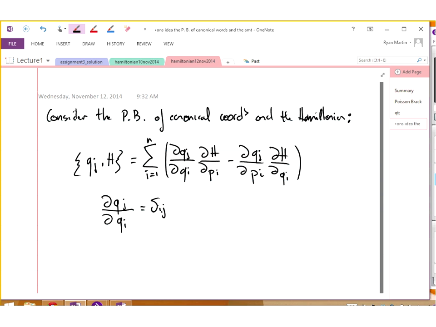So remember, the Qi's and Qj's are like x's and y's, right? So that's like saying that ∂y/∂x is equal to 0. The partial derivative of y with respect to x is 0. And the partial derivative of y with respect to y is 1. Right? So that term is 1 if it's the same coordinate and is 0 otherwise. And for the same reason, the term ∂Qj/∂Pi is also equal to 0, period.